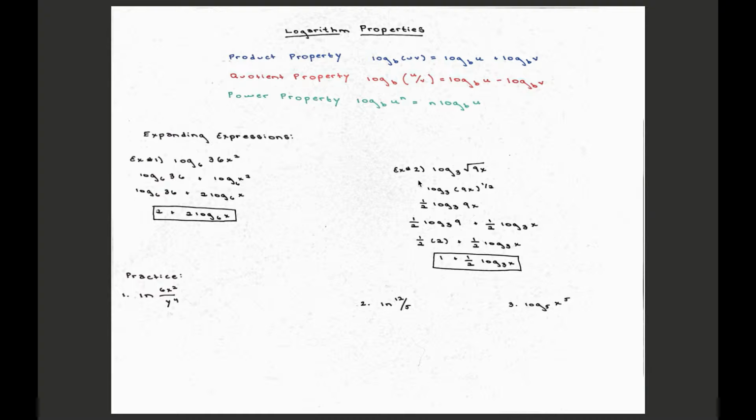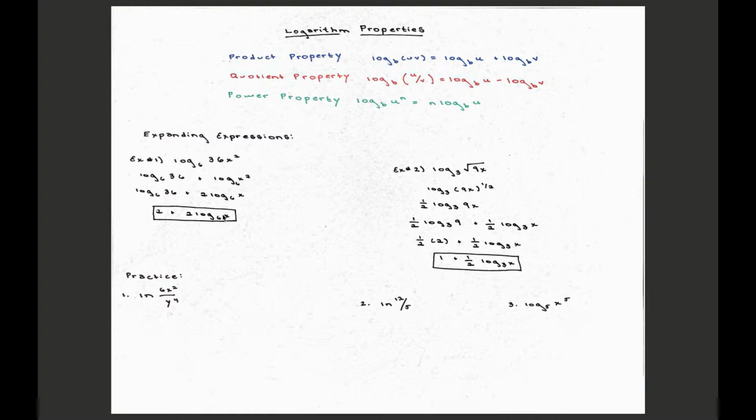So for the second example, I'm given log base 3 of the square root of 9x. The first thing I'm going to do is get rid of the radical and make it an exponent. It's going to be 9x to the 1/2. Now, since I want to expand this, I'm going to move the 1/2 out front. So I have 1/2 times log base 3 of 9x. Now I'm going to break that apart because I can use my product rule. So I have 1/2 times the log base 3 of 9 plus 1/2 log base 3 of x.